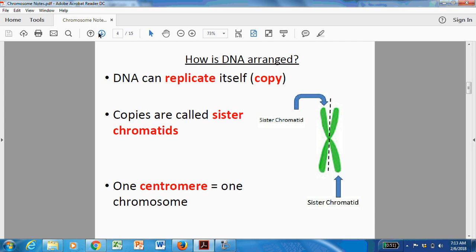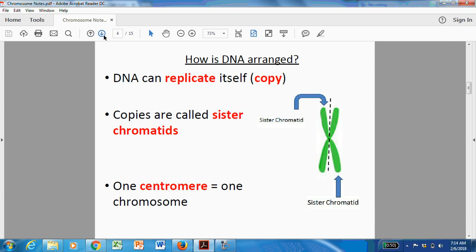So if we look at how it's arranged, DNA can replicate and copy itself, and of course this happens in the S phase of the cell cycle. And if we want to make a new cell, everything has to be copied first before we split it in two. DNA is the instructions for life, so that DNA has to copy. So when these chromosomes copy, they make what are called sister chromatids. So we have a chromosome here and the copy here. Here's the sister chromatid held together by a little button, the centromere. Again, one centromere for one chromosome.